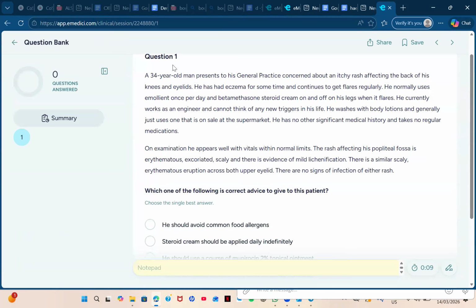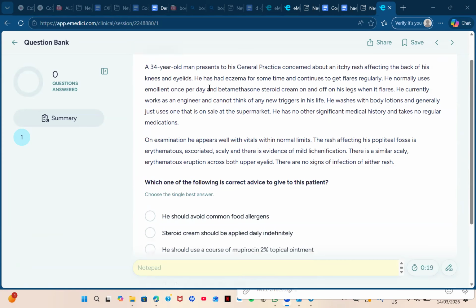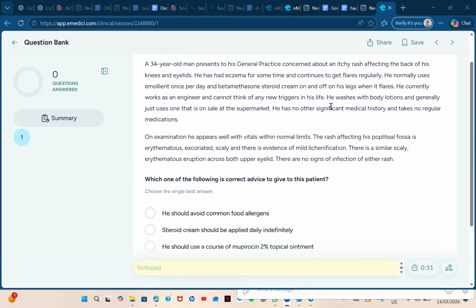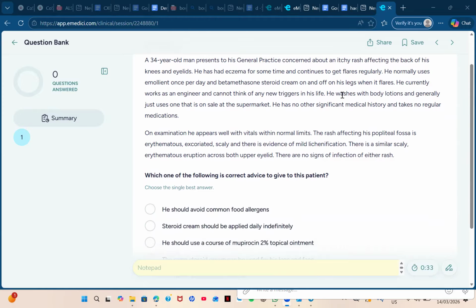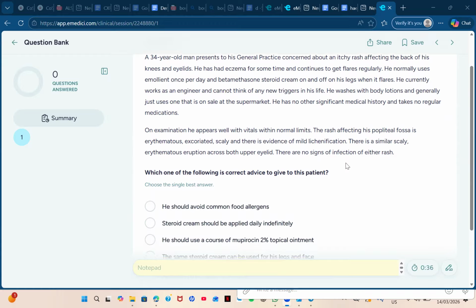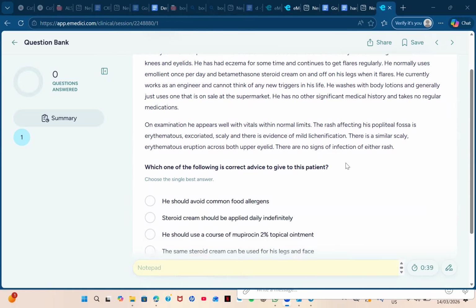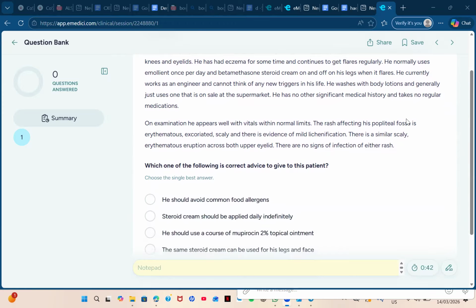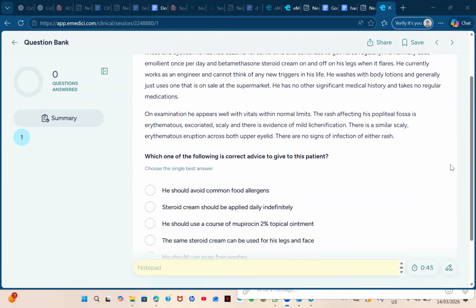A 34-year-old man presents to the GP practice concerned about an itchy rash affecting the back of his knees and eyelid. He has had eczema for some time and continues getting flares regularly. He normally uses emollients once per day and betamethasone steroid cream on and off on his leg when it flares. He currently works as an engineer and cannot think of any new triggers in his life. He washes with body lotions and generally just uses whatever is on sale at the supermarket. He has no other significant medical history and takes no regular medications.